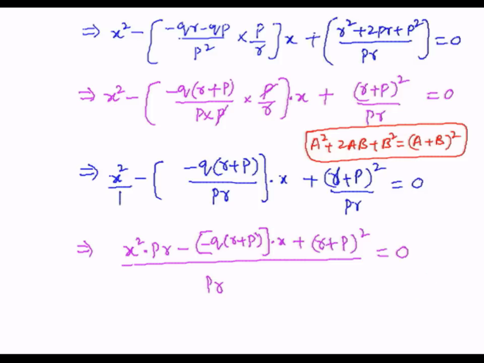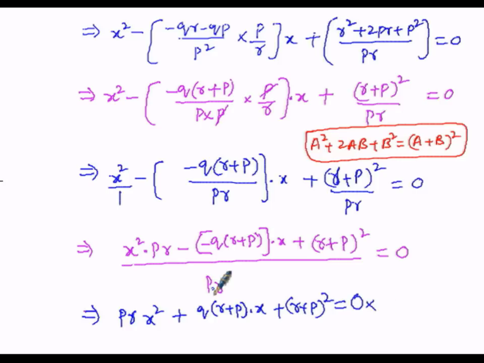Then now when by pr is transposed over to the right hand side, it will multiply with 0. So here we will be getting, that implies pr into x square, that is pr x square. So here minus of minus is plus q into r plus p into x plus r plus p whole square is equal to, pr is transposed over to the right hand side. So by pr, it will multiply here, 0 into pr will be equal to 0.